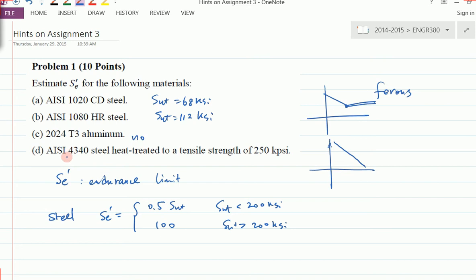And this one here is the 4340 steel with a tensile strength of 250. Apparently this is greater than 200, so Se prime should be just 100 here.